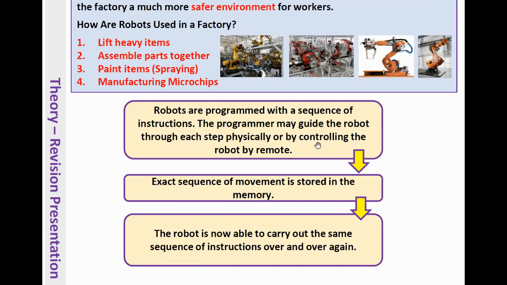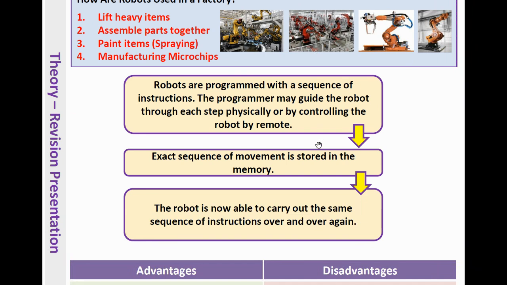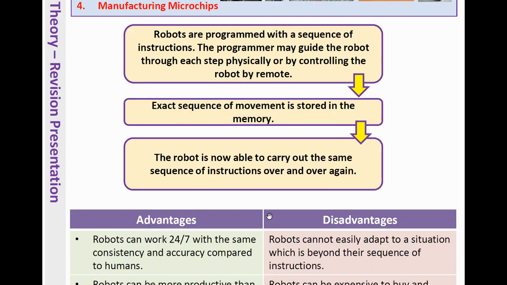So how does it work? If you want a robot to carry out a particular task, the first thing that you'll have to do is program the robot with a sequence of instructions. The programmer will guide the robot through each step, either physically or by controlling the robot by remote. Each sequence of movement is then stored in a memory, and a robot is now able to carry out the same sequence of instructions over and over again. And the robots have sensors as well, so they can detect the environment and the conditions around them, different variables.